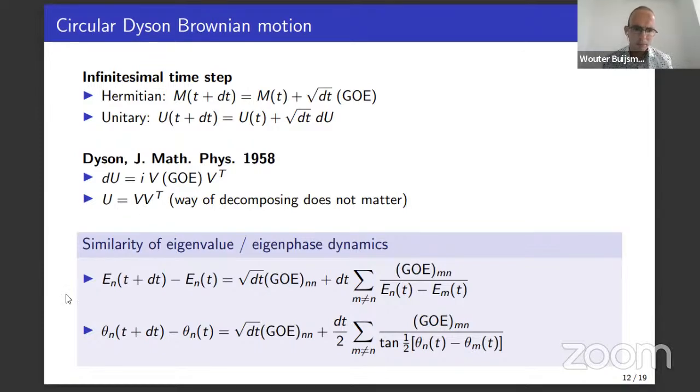And what you can show with this is that if you perform the Brownian motion over time, the Dyson Brownian motion or the circular Dyson Brownian motion, the dynamics of the eigenvalues and the eigenphases are really the same. You see here, these first terms are the same. Of course, because the eigenphases are 2 pi periodic, this term does not translate exactly to this, but if you take a first order expansion of this tangent of 1/2, you get a factor 2, which cancels against this factor 2. Then you see that up to many mean level spacings, you get really the same eigenvalue and eigenphase dynamics.